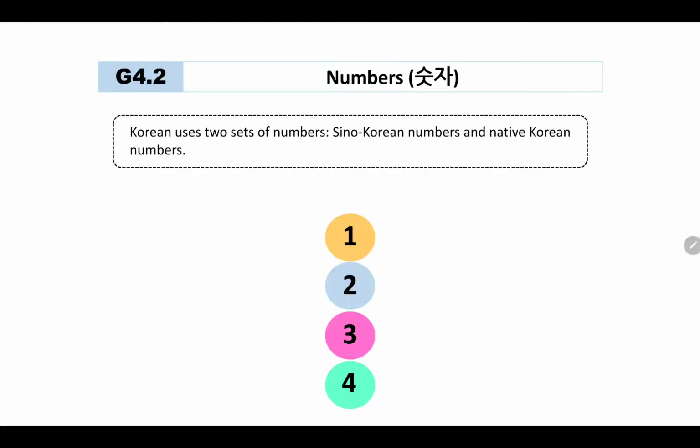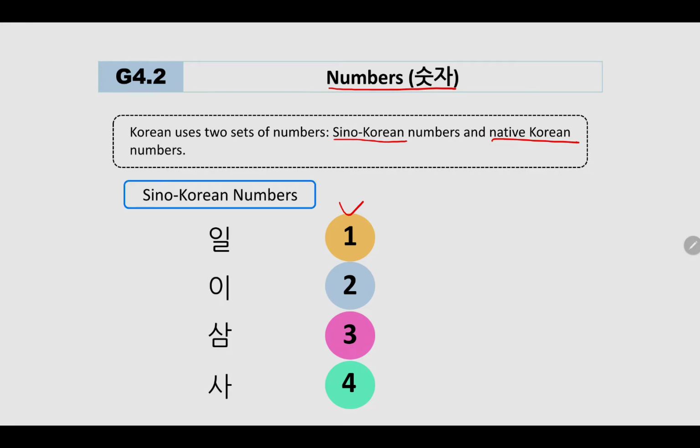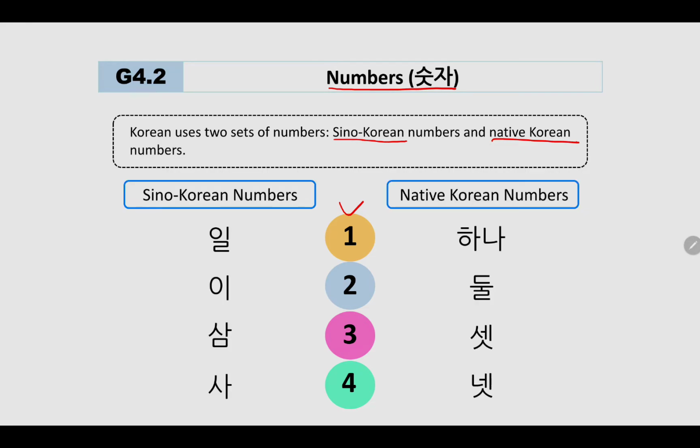Okay, so today's video is about numbers. Korean uses two sets of numbers, Sino-Korean and native Korean numbers. You see here it's just a numeric number, but there are different ways of saying things. For Sino-Korean, it would be 1, 2, 3, 4. It's Sino-Korean because it's based on Hanja, or Chinese characters.